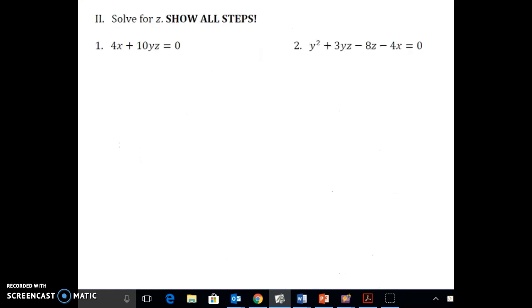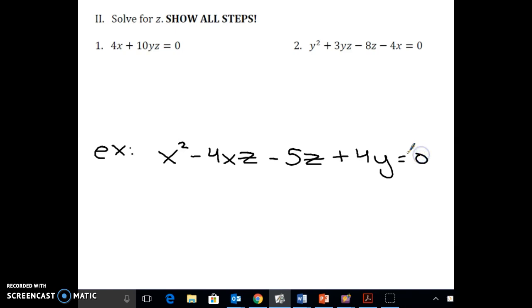Okay, so the next section is really short and simple. All you're doing is solving for z. So you just want to get z by itself. Let me make up a problem that is very similar to what you'll have to do as a quick review. All right, so if we're going to get z by itself, both of these pieces have z. So I'm going to just leave those alone, but I'm going to make everything else move over to the other side. So I'll leave my z pieces on the left.